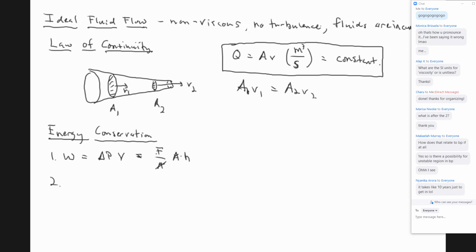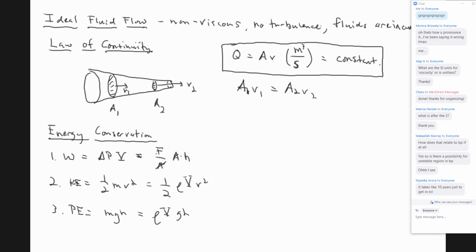The second thing is that kinetic energy is conserved, right? So 1/2 mv squared. We can change that into 1/2 times density times volume, capital V, times velocity squared. And third, we have our potential energy term, and that's conserved. Potential energy we know is mgh. That's density times volume times gravity times height.